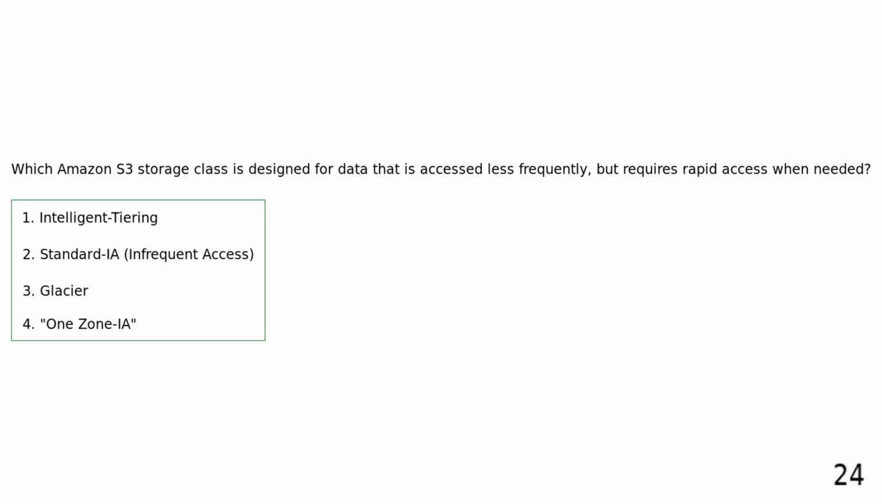Which Amazon S3 storage class is designed for data that is accessed less frequently, but requires rapid access when needed? Intelligent tiering. Standard IA. Glacier. One-zone IA. Amazon S3 One-Zone IA storage class is suitable for data that is infrequently accessed but requires fast access when needed, at lower costs compared to standard storage class.